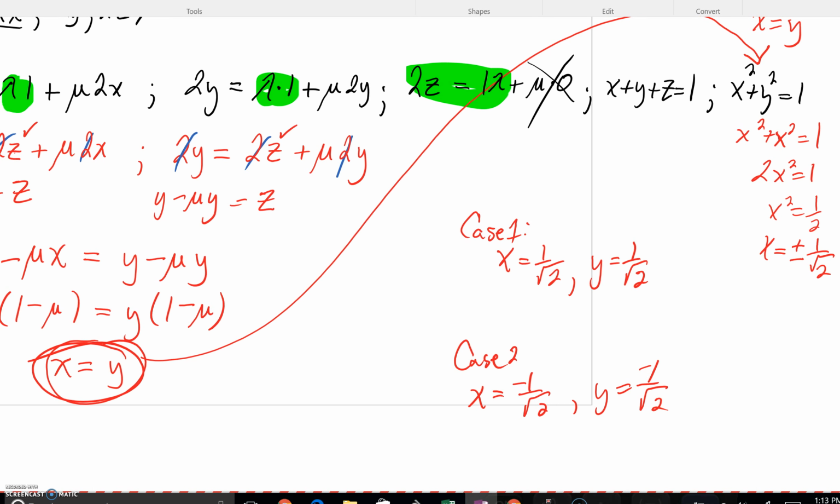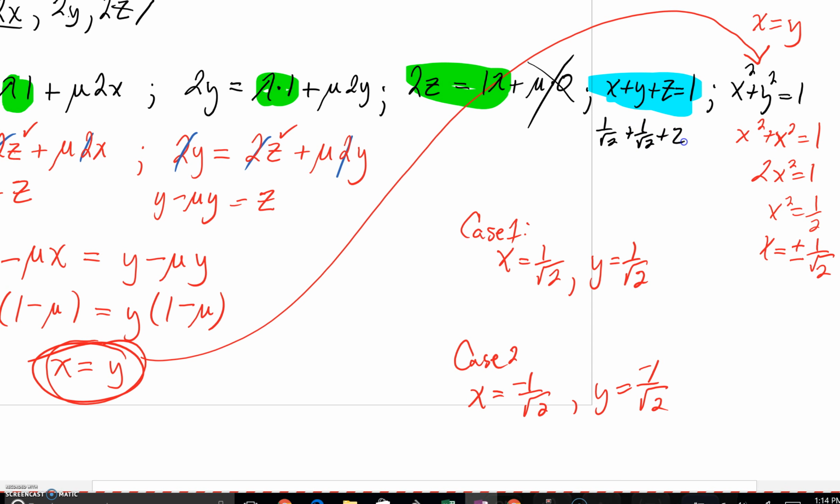Well, wait a minute. Take a look up here. We've got a second constraint. We've got a second constraint here. And we could say pretty quickly, now what if x was equal to 1 over root 2 and y was equal to 1 over root 2? Could we find out what z was? Well, this would become 2 over root 2 plus z equals 1. And then z would equal 1 minus 2 over root 2.